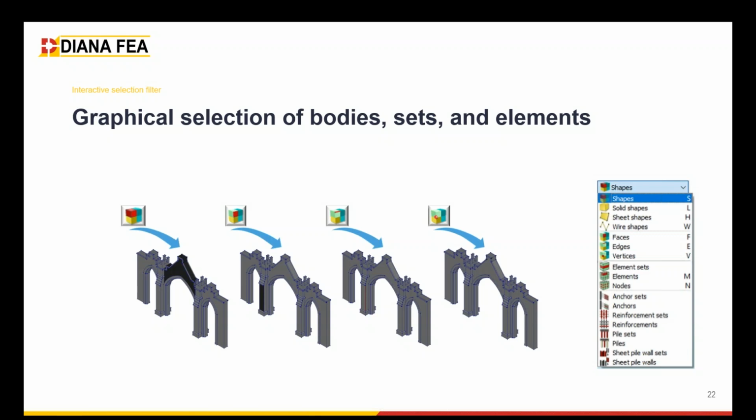It's quite practical when you are dealing with complex model, because sometimes the selection might be a little bit difficult because of the complexity of the model. So for instance, if you want to select a specific face and you put the shape filter to face, then you are sure that you are not going to select the surrounding edges or points.